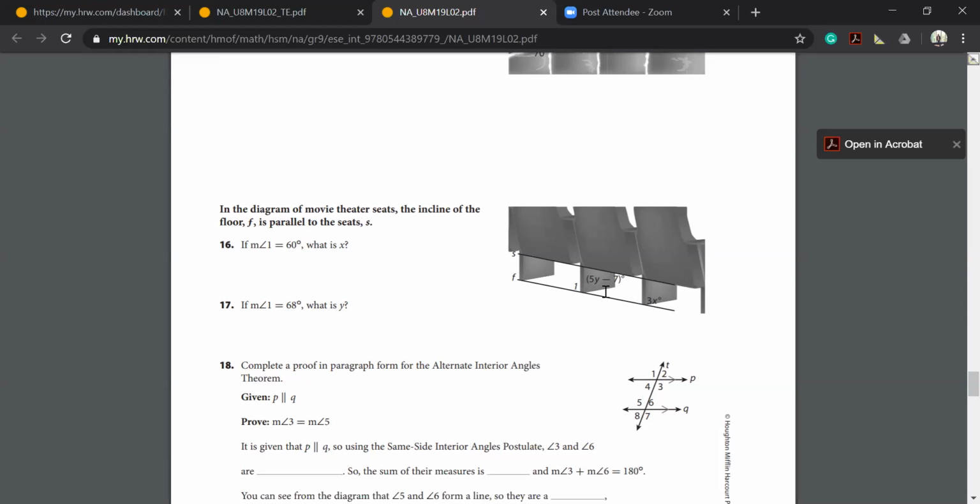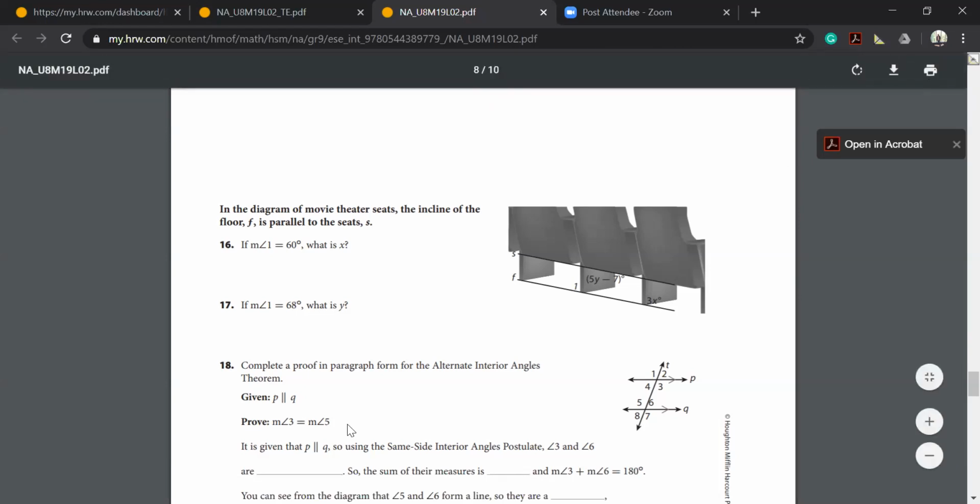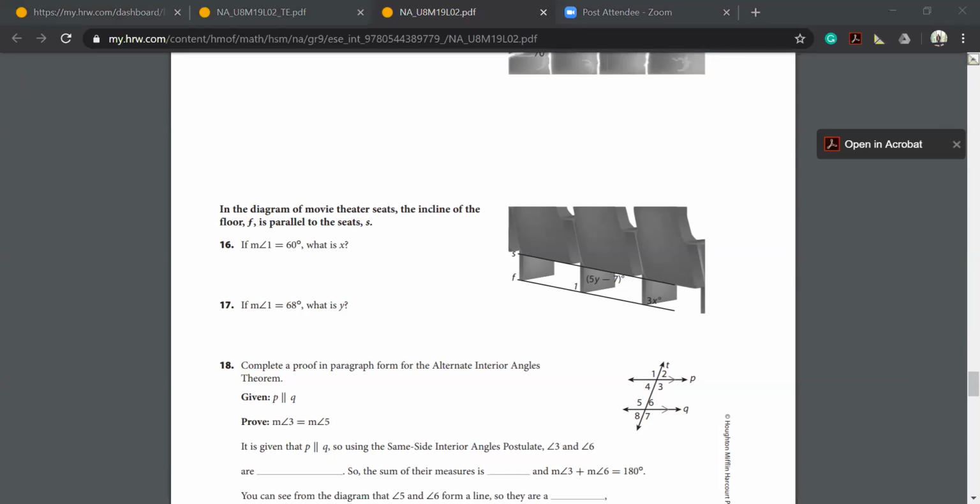Both of them are on the left side of the transversal, and both of them are inside, or both of them are to the right, and both of them are down. So we can see that these angles are corresponding. Angle 1 and this angle in here are corresponding angles, and corresponding angles are equal, right? This angle that has no name, we can name it anything. Let's name it A, for example, because we actually need a name.